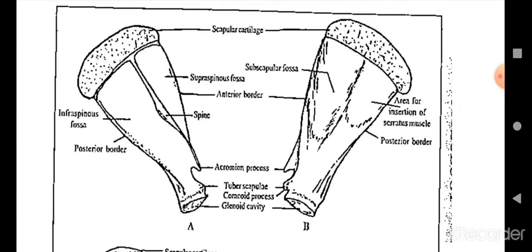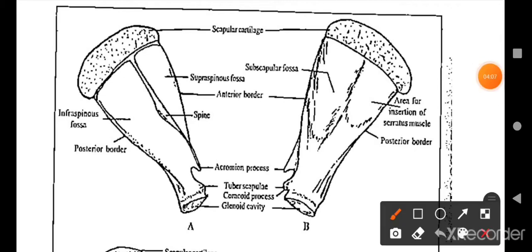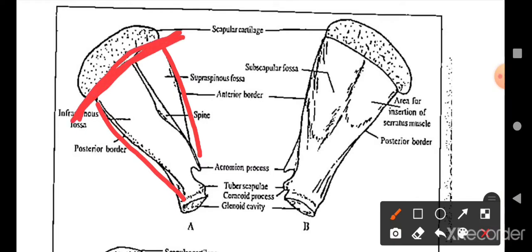Now let us come to the borders of the scapula. There are three borders: dorsal border, anterior border, and posterior border. The dorsal or vertebral border is thick and provides the base for the scapular cartilage. The anterior border is thin, concave above and convex below, and the inferior or posterior border is thick.